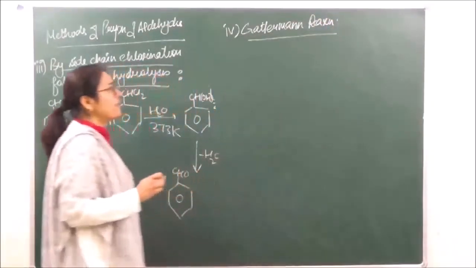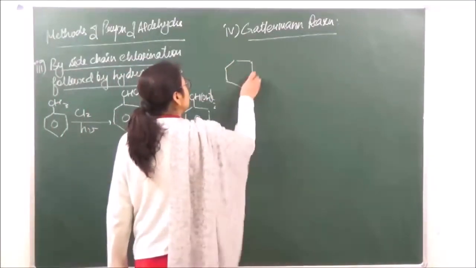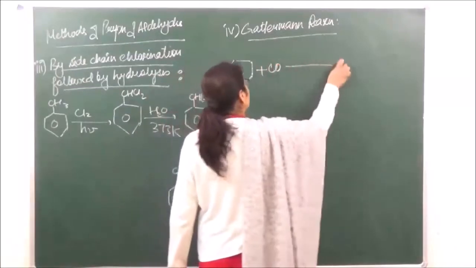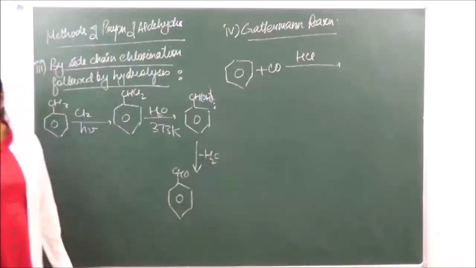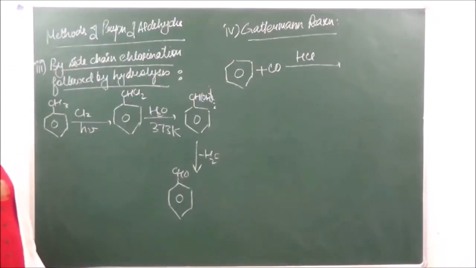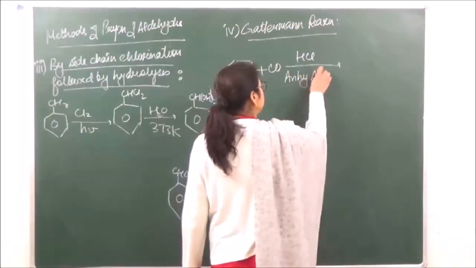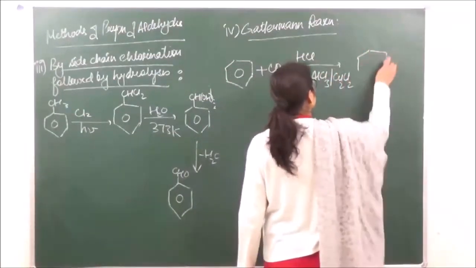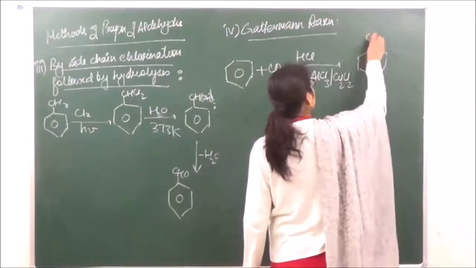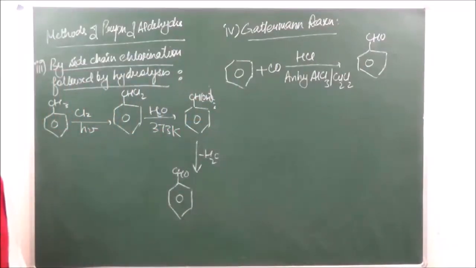That is the Gattermann-Koch reaction. In this case, we are going to react benzene with carbon monoxide in presence of HCl, anhydrous AlCl3 and Cu2Cl2 as the catalyst, which gives us benzaldehyde, CHO. Okay, so this is what the Gattermann-Koch reaction is.